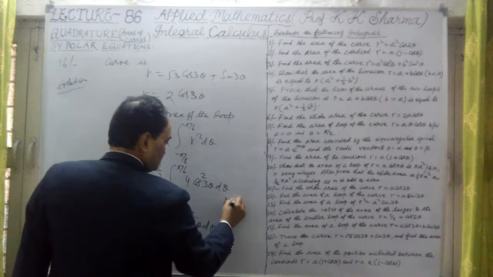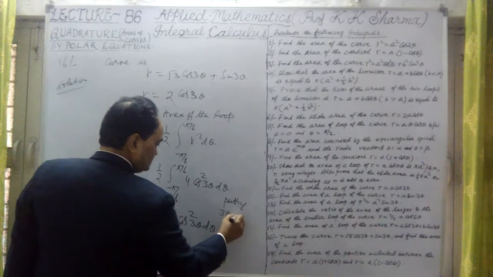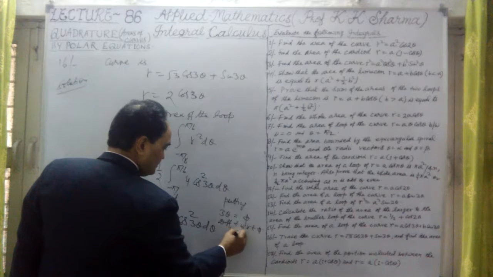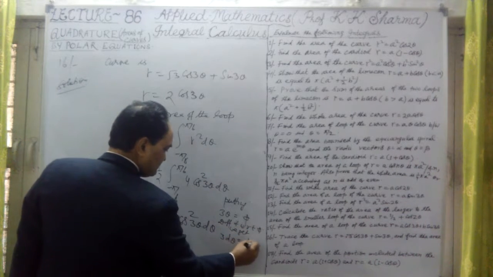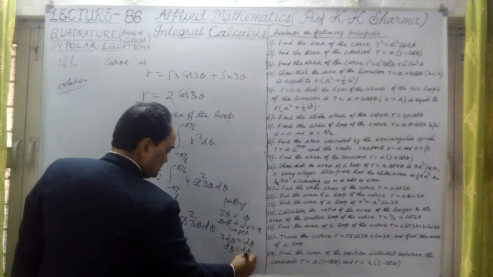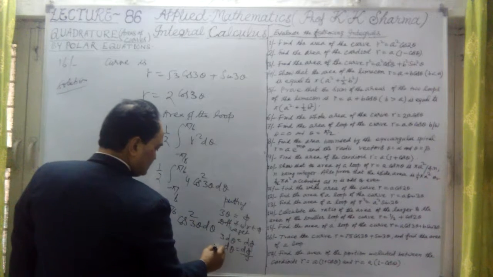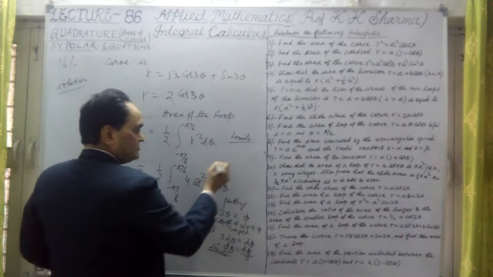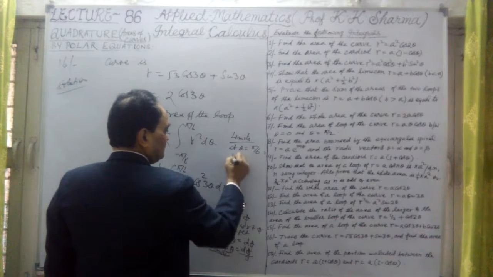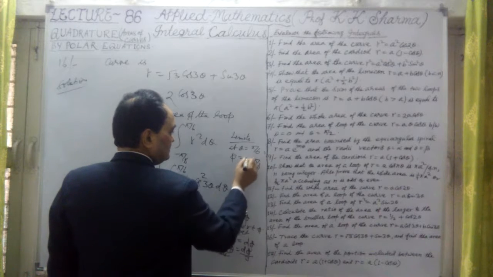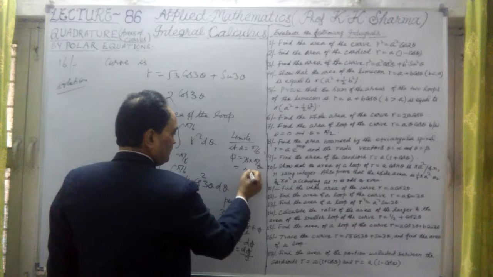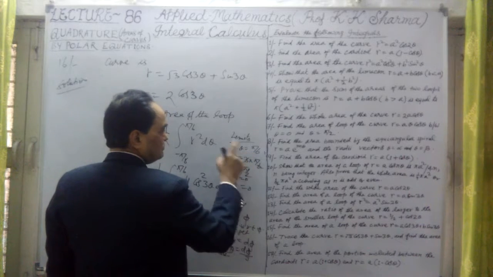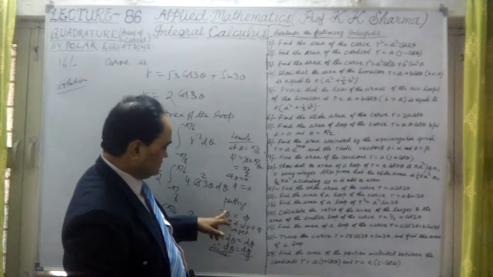So putting 3 theta equal to phi, differentiating, we get 3 d theta is equal to d phi, or d theta is equal to d phi by 3. Okay, what are the limits then? Limits at theta equal to pi by 6: phi equals 3 times pi by 6, that means pi by 2. So phi is pi by 2 at theta equal to pi by 6. And at theta equal to 0, phi is also 0, since 3 into 0 is 0.